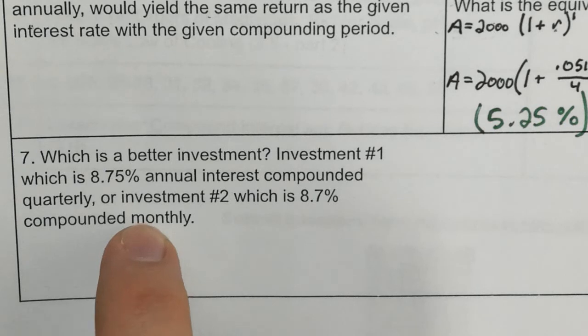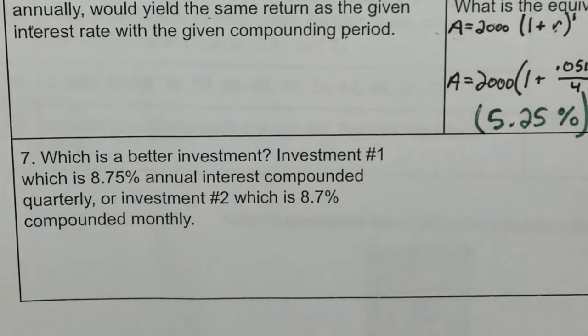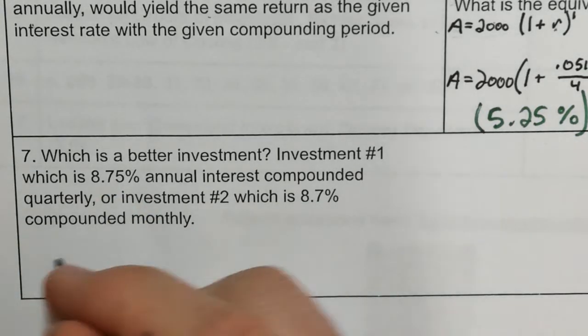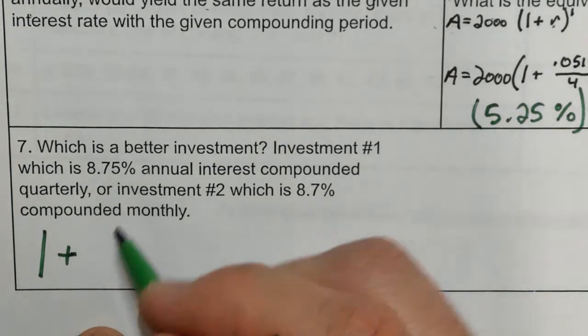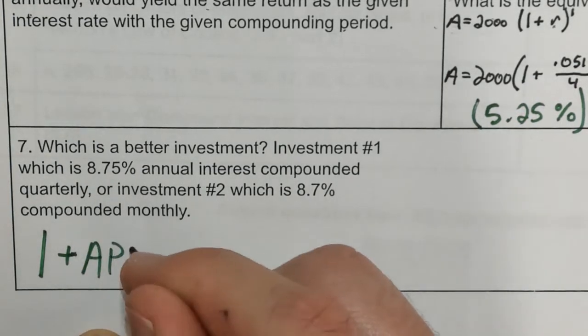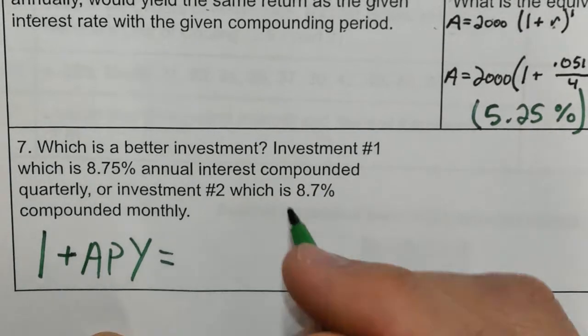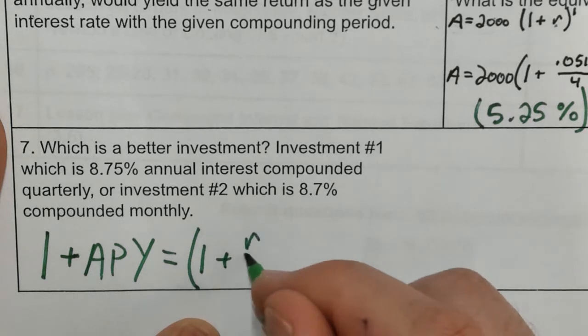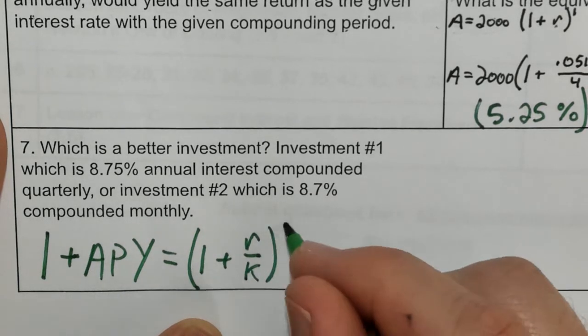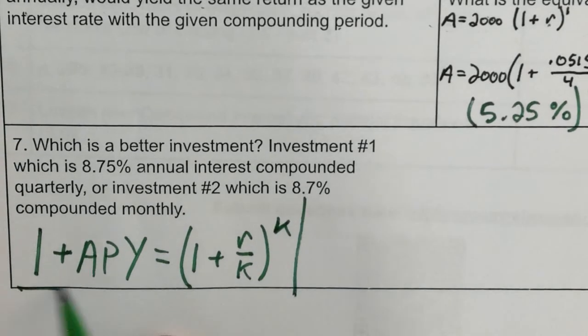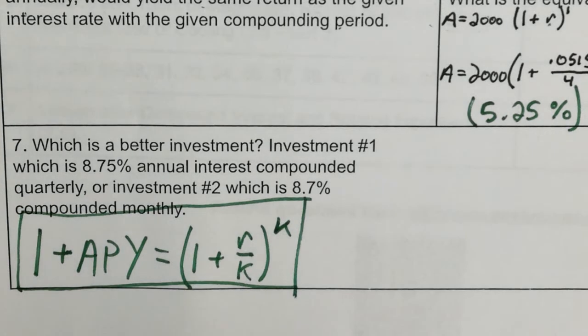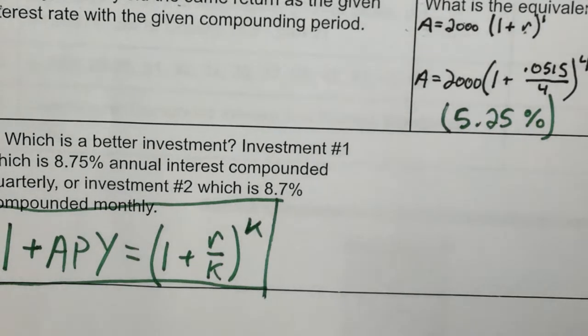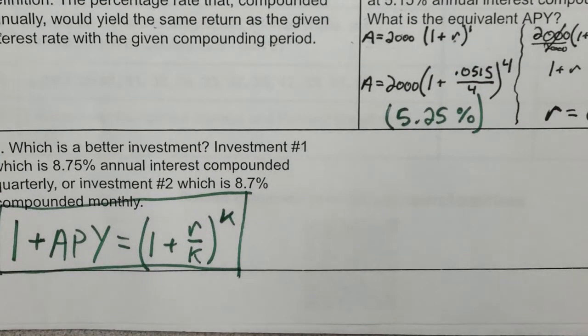Okay, so here's your formula to compare APYs. I don't know why they leave the 1 on the left-hand side here, but they do. So it looks like this: 1 plus APY is equal to 1 plus the rate over the K, raised to the K. So that's your formula for APY. This is the APY. You got it. So we're going to find the APY for each one, and then we're going to compare them. All right, we'll figure out which one's the best investment.